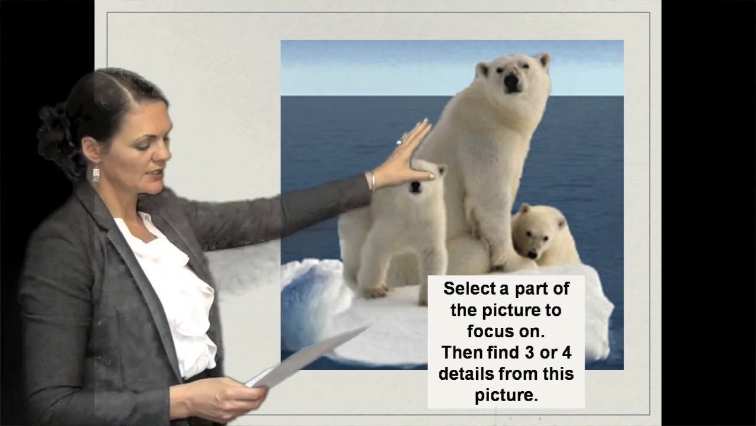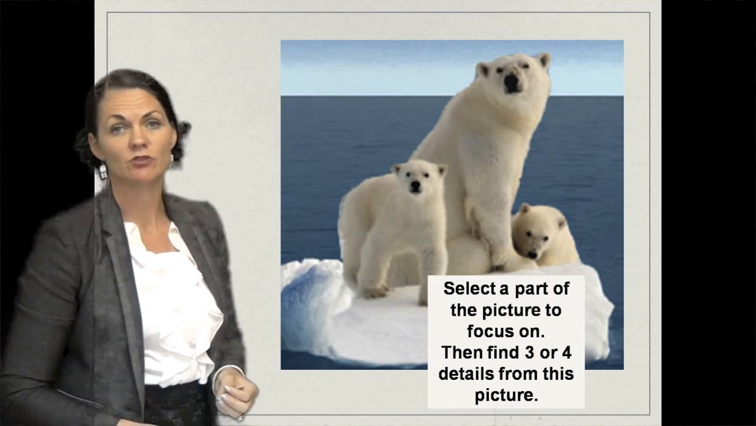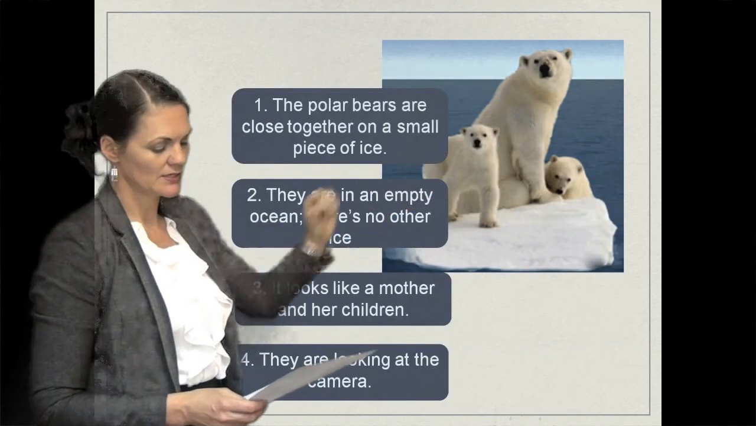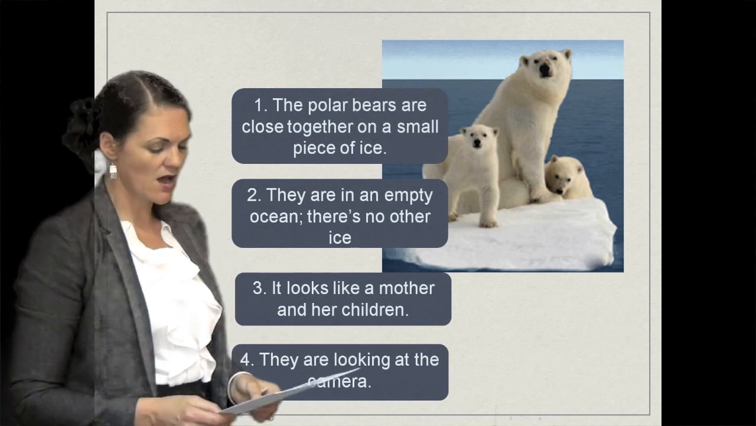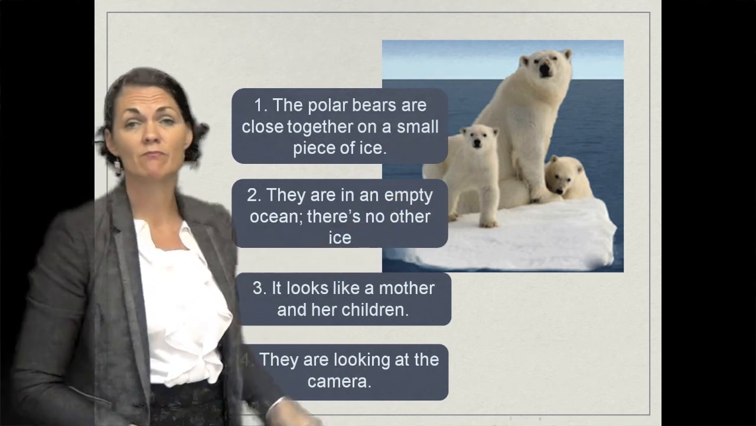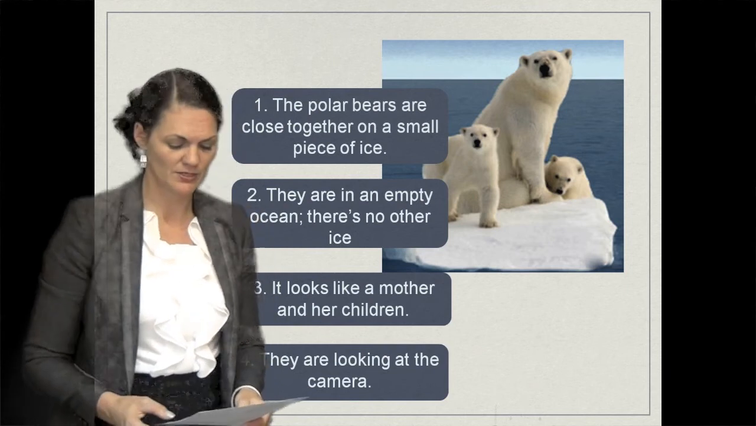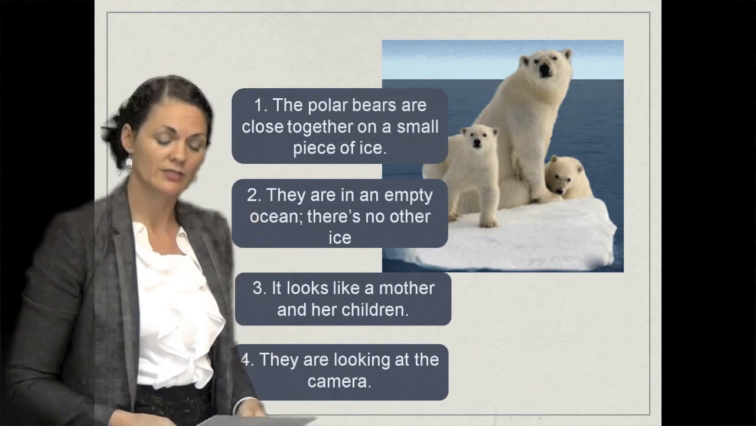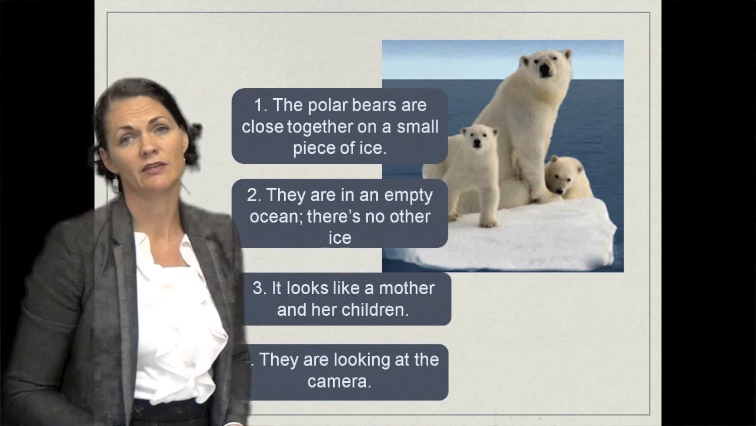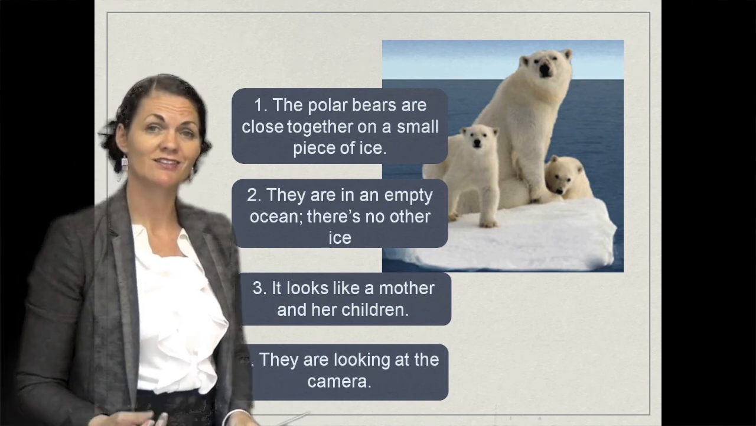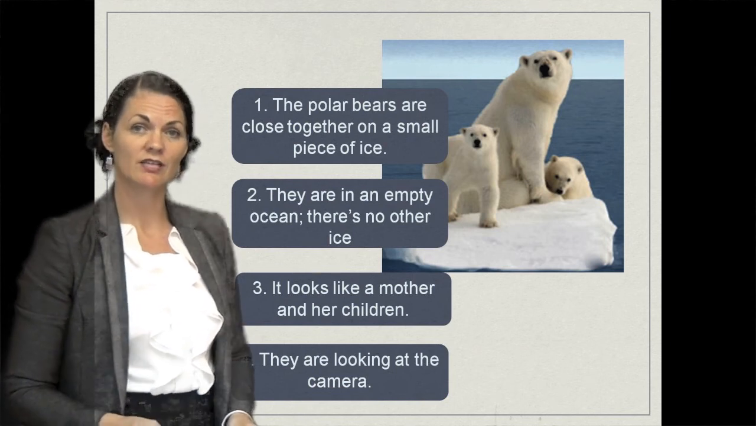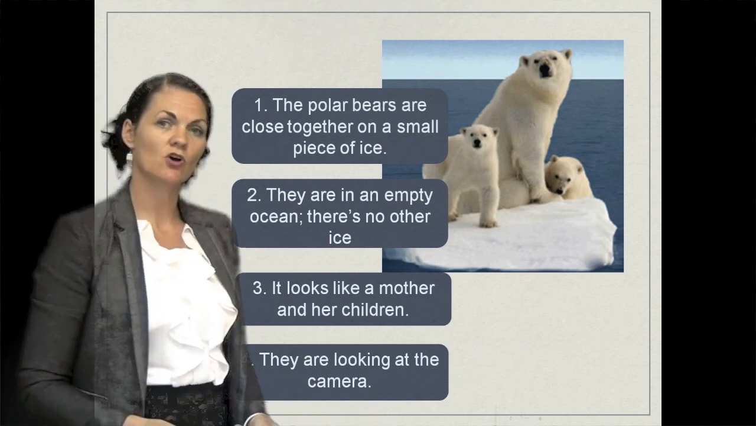The first one is that the polar bears are close together on the ice. The second one is that they're in an empty ocean. There's no other ice that's there. The third one is that it looks like a mother and her children stranded on that piece of ice. And the fourth one is that their faces are looking at the camera. Okay? Well, there you see, you've got 4 details then that will lead you to a better comment on effect.